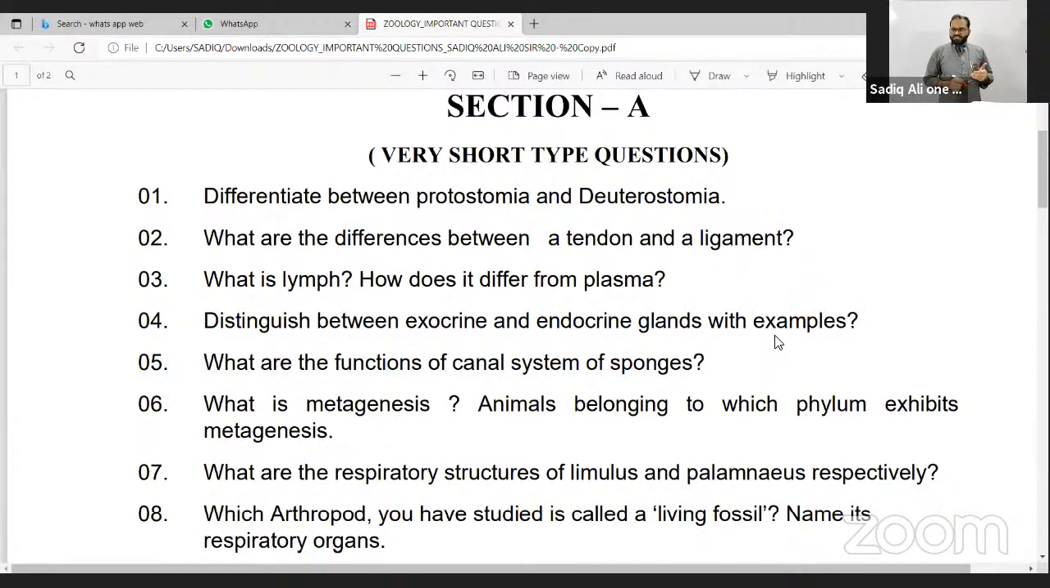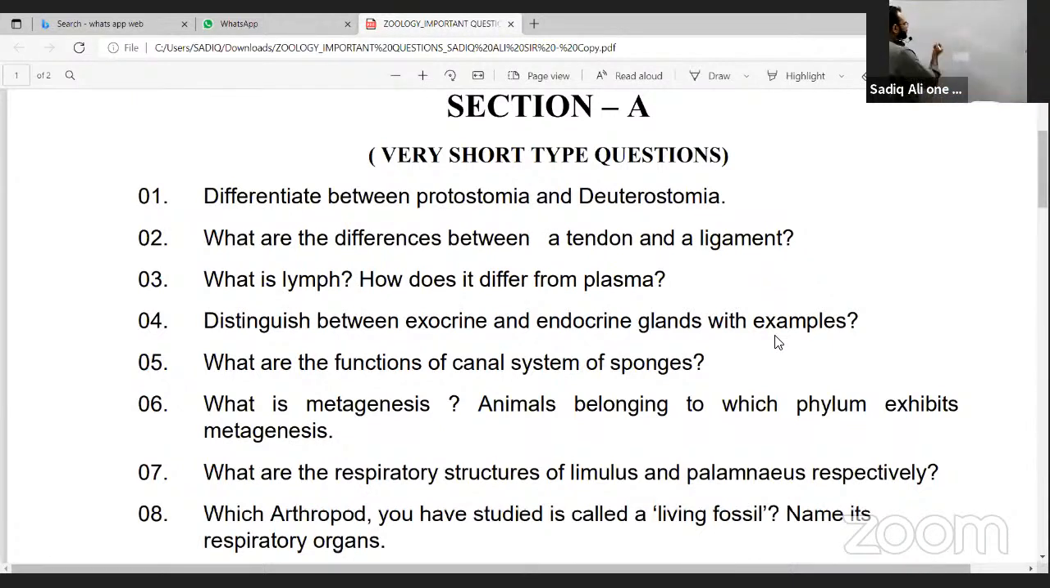Protostomates: animals in which blastopore becomes mouth and anus is formed later. For this, you have to write examples too. Protostomata examples: phylum Platyhelminthes up to phylum Mollusca. Then what is Deuterostomata? Animals in which blastopore becomes anus and mouth is formed later. Examples: phylum Echinodermata, Hemichordata, and Chordata.